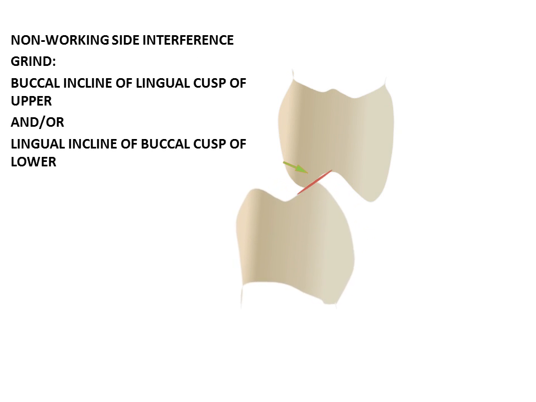Interferences on the non-functioning side. The goal is to eliminate all heavy contacts on inclines as soon as the lower teeth move out of centric. Some centric contacts may have to be sacrificed, but all of the centric contact points on each tooth should never be ground away.